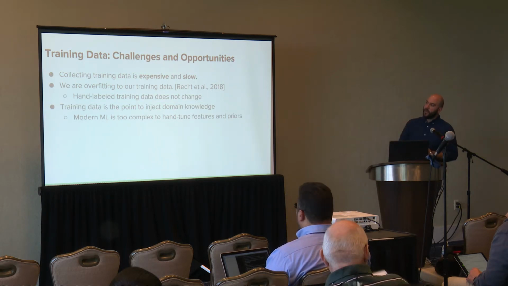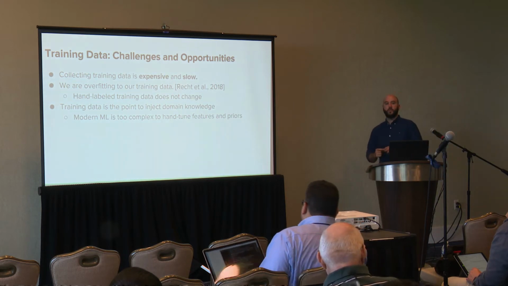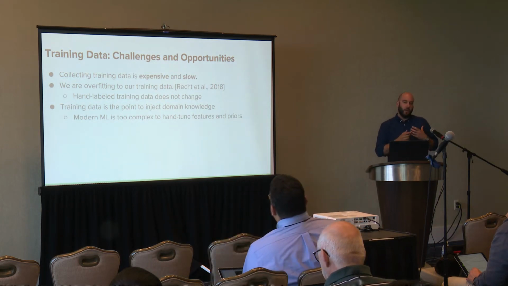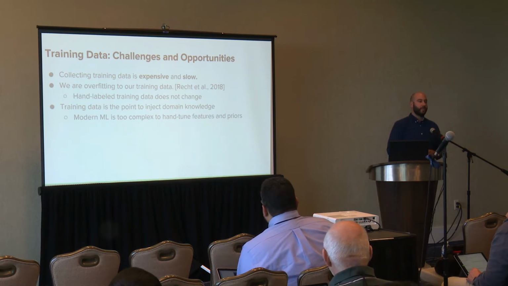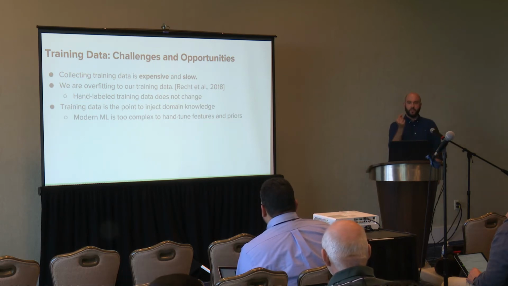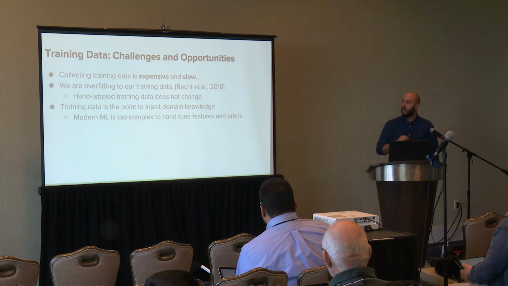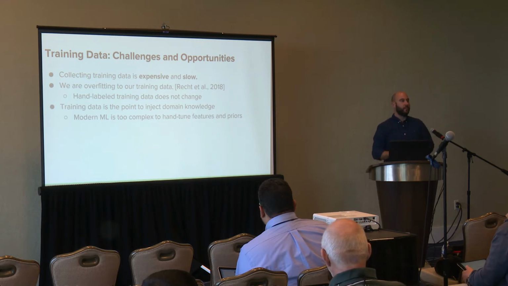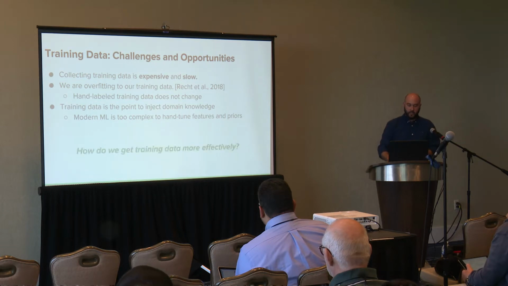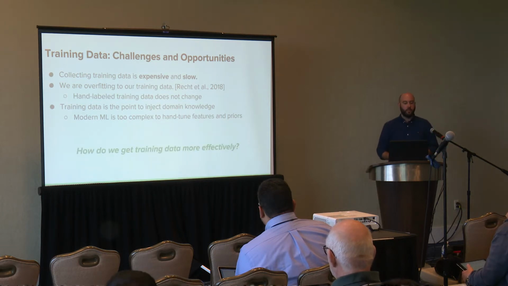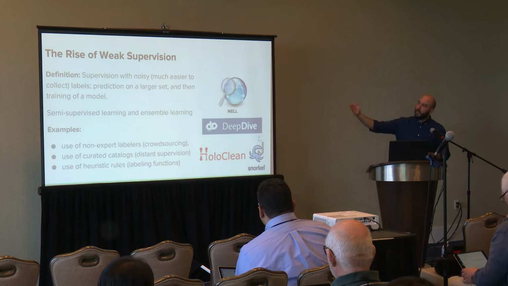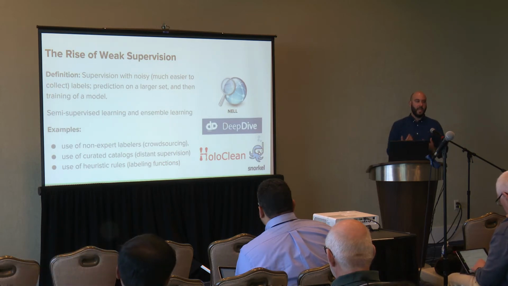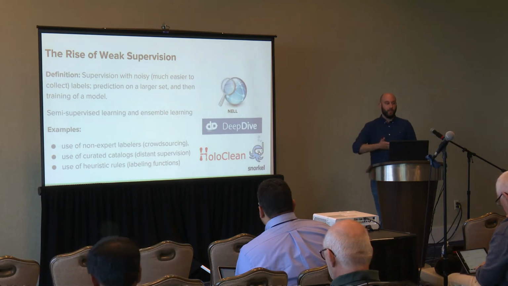The other idea is that training data is basically now the new point to inject domain knowledge. With the new representation learning techniques, you've actually lost your power of feature engineering to a certain extent. And modern machine learning, as I said, is too complex to actually go and hand-tune all these different layers and how they interact. The only way to inject domain knowledge is through your training data. So the big question here is, how do we get training data more efficiently? And that leads to the rise of weak supervision and ideas like semi-supervised learning that we've already mentioned.